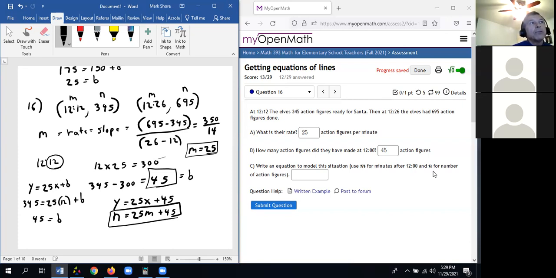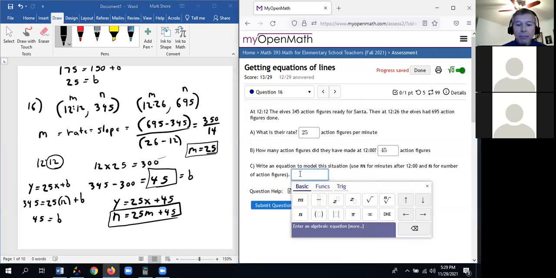And again, the reason why I only use a 12 is because they're saying that we're dating it back to 12 o'clock right here. It says minutes after 12 o'clock. Well, 12:12 is how many minutes after 12 o'clock? 12 minutes. So that would be the equation that you type in.